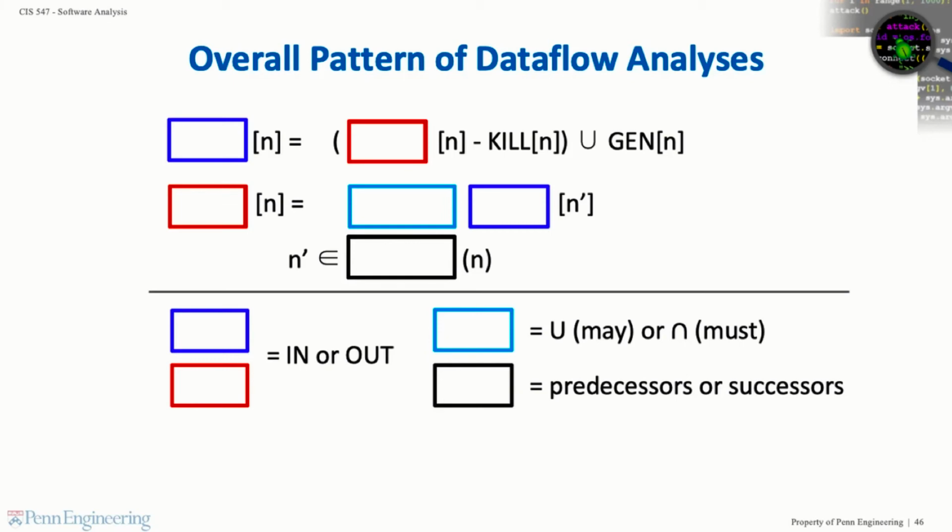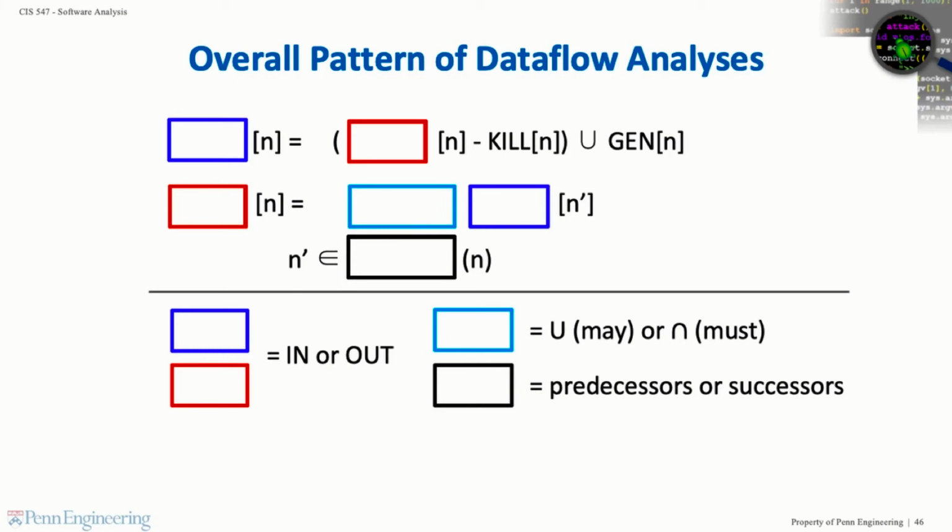Intuitively, an analysis is said to compute may facts if those facts hold along some path in the control flow graph. In contrast, an analysis is said to compute must facts if those facts hold along all paths. Thus, the may versus must property of an analysis is decided by mapping the purple box to the set union operator in the case of may analysis, and to the set intersection operator in the case of must analysis.